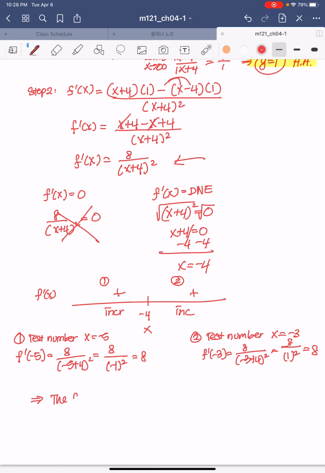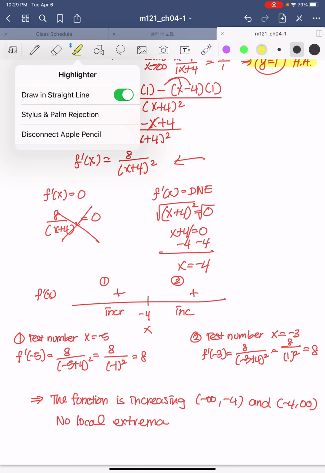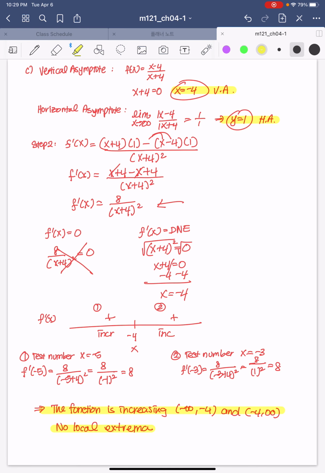The function is increasing on negative infinity to negative 4, and then negative 4 to infinity, and then no local extrema. Okay. All right, so that's step 2. Now let's do step 3 and then talk about concavity and also inflection points.